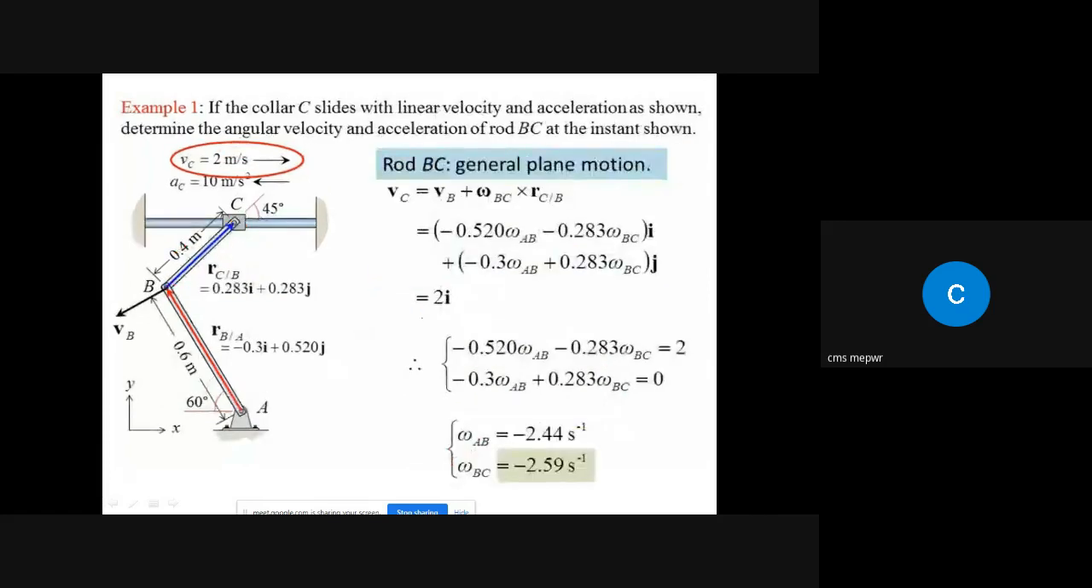When you do so and solve it like this, in this we now have two equations and two unknowns, right? So when you solve it, you will get the values of omega AB and omega BC. So one of the unknowns, which was the angular velocity of rod BC, omega BC, has been identified. Now we need to work out the angular acceleration of rod BC.